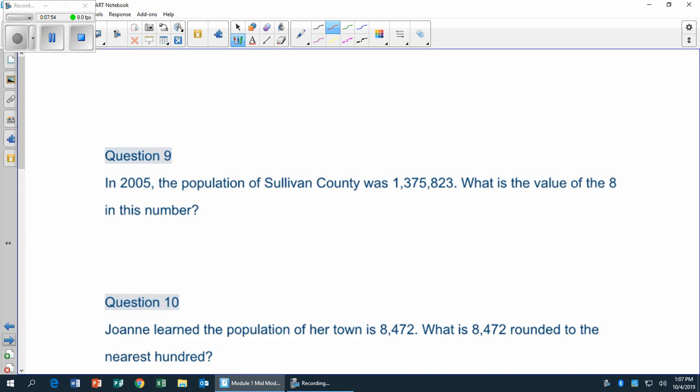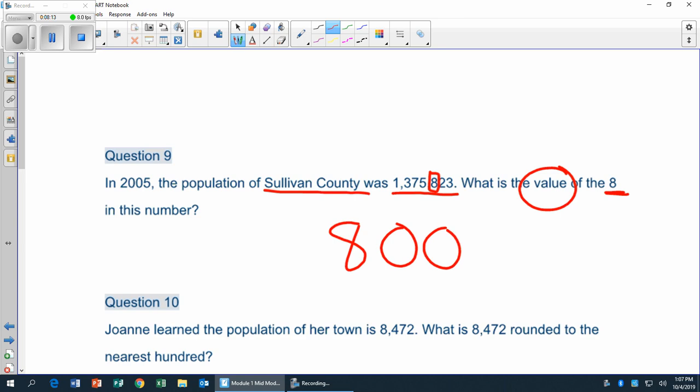Question 9. In 2005, the population of Sullivan County was 1,375,823. We now want to know the value, not the place, the value of the 8. Well, the value of the 8, it is in the hundredths spot, so it is worth 800.